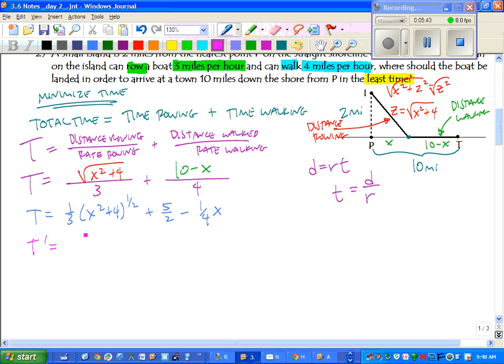So the derivative of the total time, we're going to bring that 1/2 out in front, so that's going to give us 1/6 times (x squared plus 4) to the negative 1/2. We have to multiply by the derivative of the inside, so times 2x. Derivative of 5/2 is just 0. The derivative of negative 1/4 x is going to be negative 1/4.